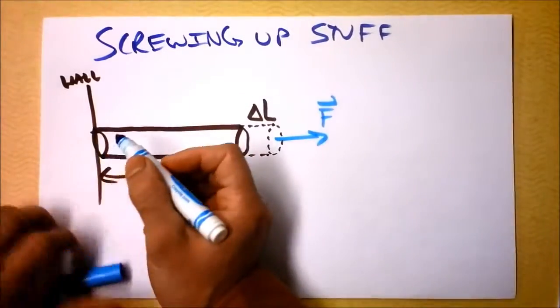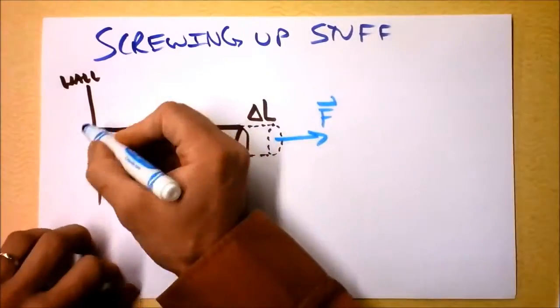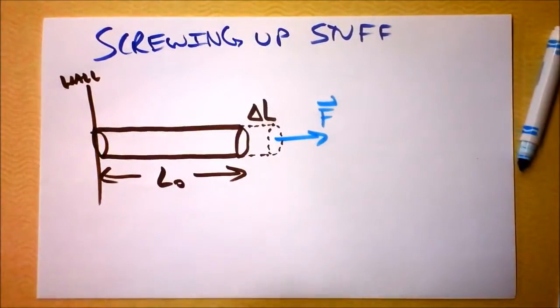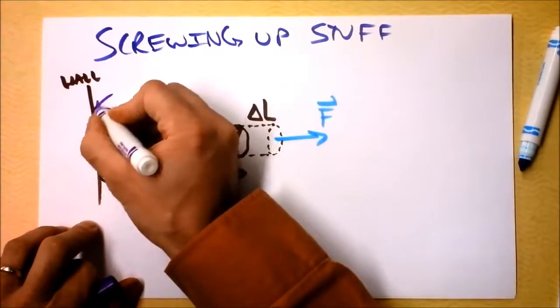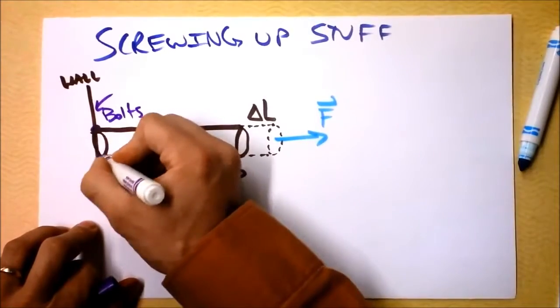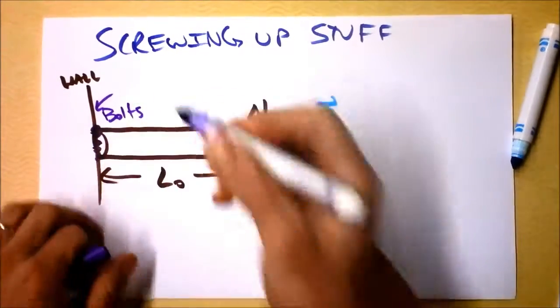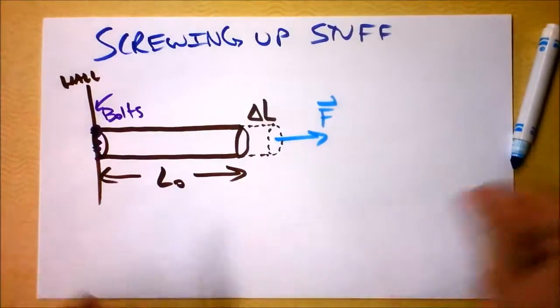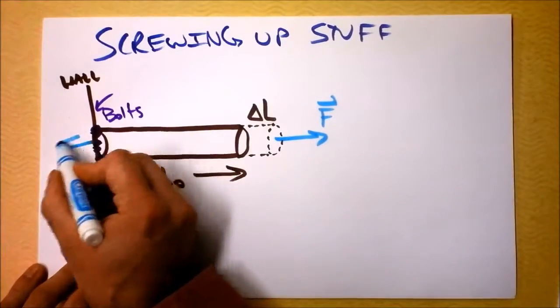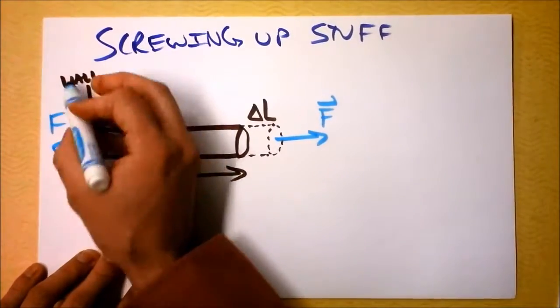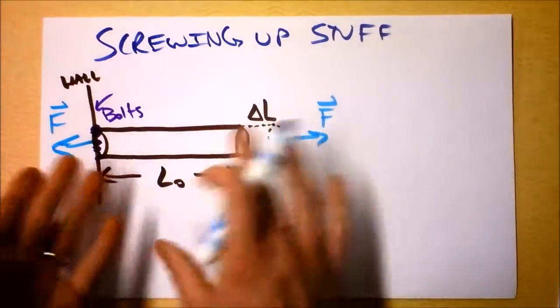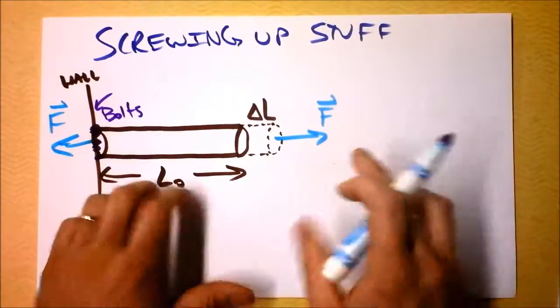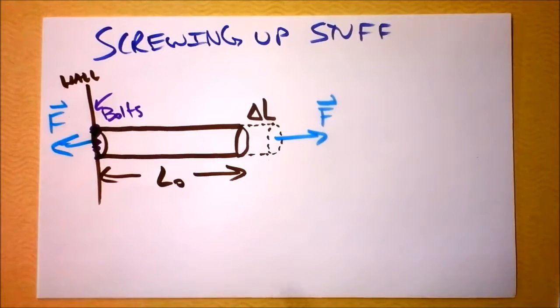Of course, it's bolted to the wall here, so I'll put some bolts on here. Bolts should be purple. Bolts are there, and it's bolted to the wall, so it can't move at all. And if it's bolted, then there's an equal and opposite force in this direction that's keeping it on the wall. So the thing is in equilibrium, but it's feeling a stretching force of F.